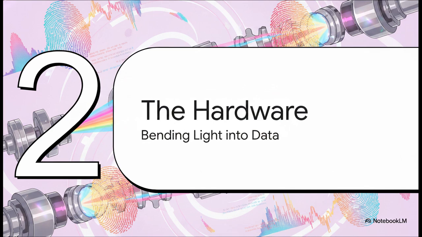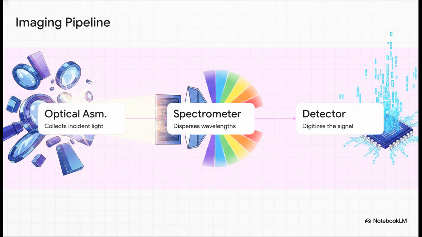Section 2. The hardware, bending light into data. Now, capturing one of these hypercubes requires a highly orchestrated three-step pipeline. First up, an optical assembly of lenses and mirrors collects the incident light bouncing off our target. Second, and frankly, this is where the magic happens, an imaging spectrometer uses diffraction gratings or prisms to cleanly disperse that light into its separate, narrow wavelength bands. And finally, a highly sensitive detector array captures those spectrally dispersed photons and digitizes them into a measurable electronic signal.